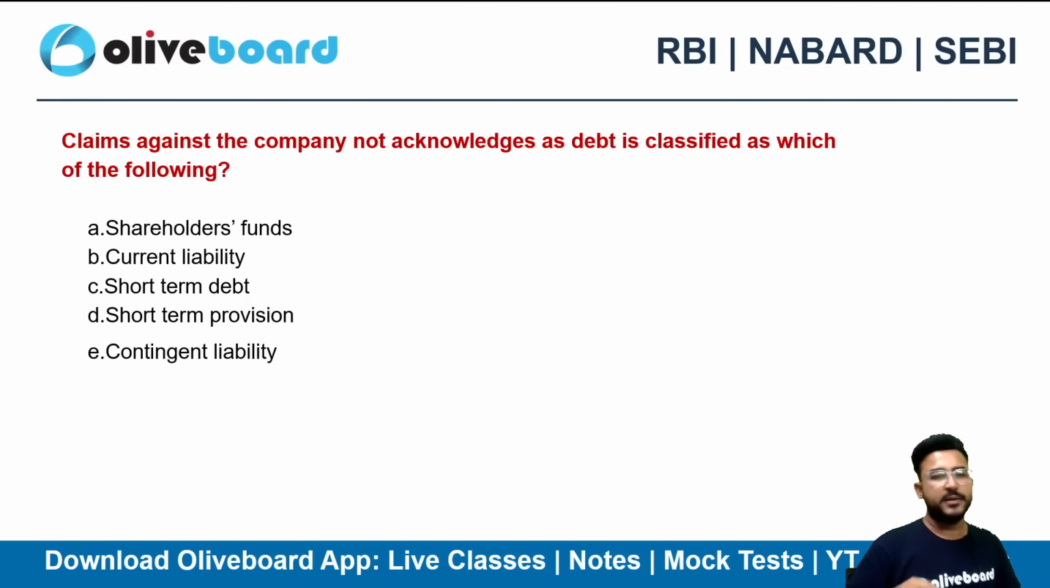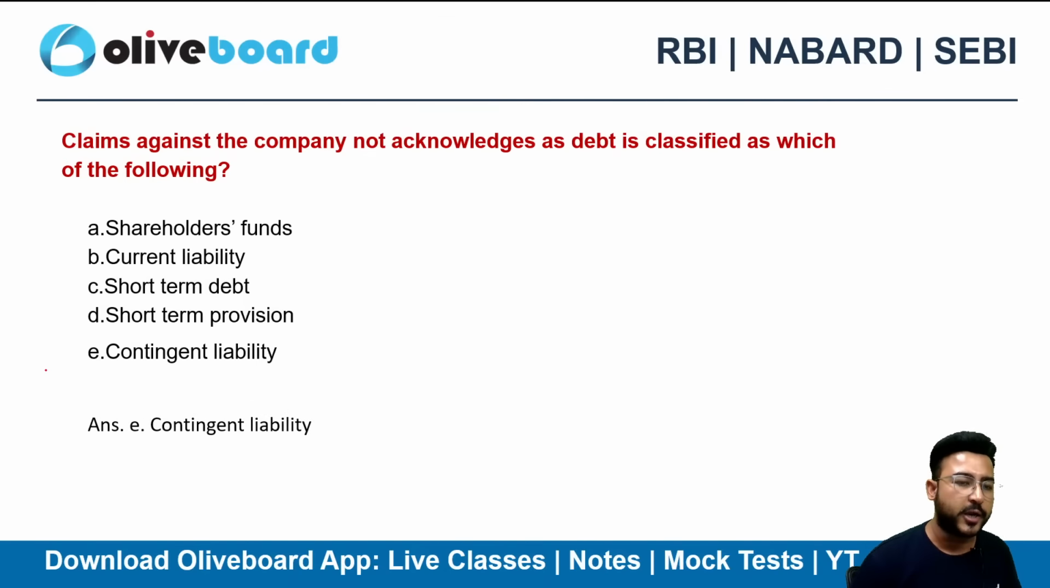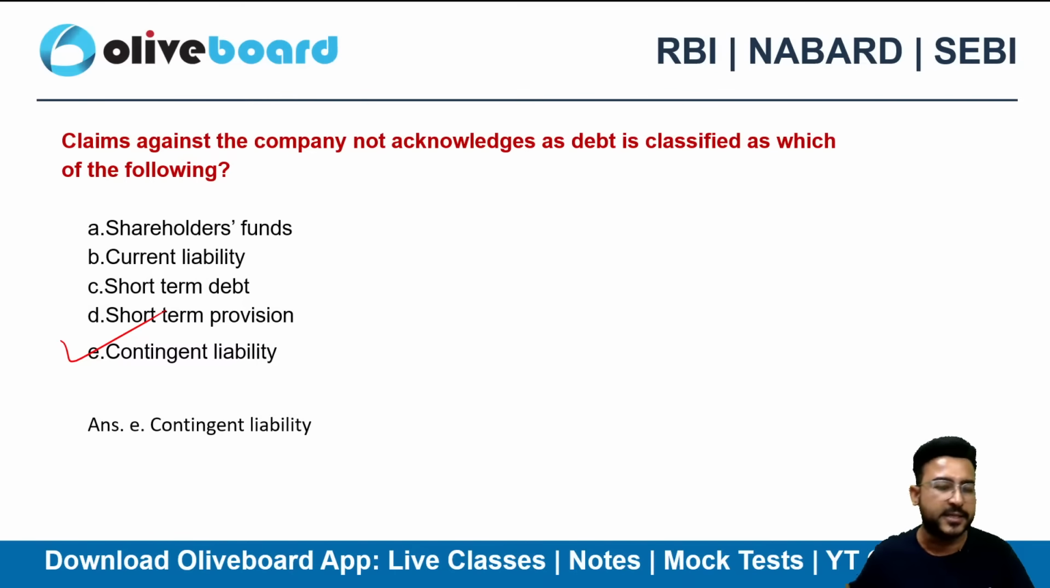Tell me this one: a claim against the company not acknowledged as debt is classified as which of the following? A claim against the company but not acknowledged as debt is nothing but a contingent liability. Let's suppose somebody filed a suit of 1 crore rupees against me. Is it my debt? No. As of now the matter is pending in court. It's a contingent liability. Option E.